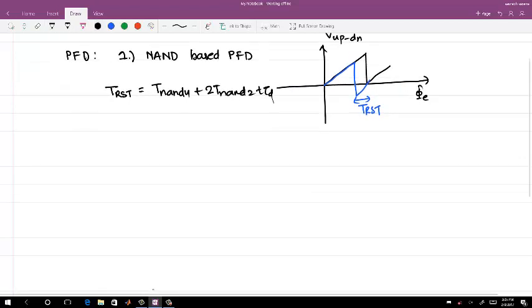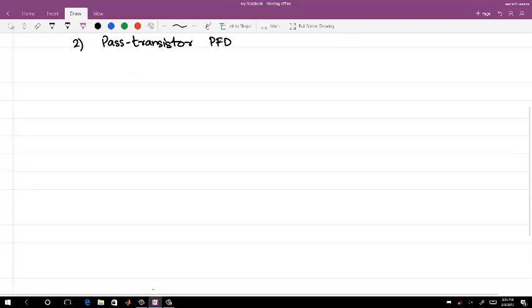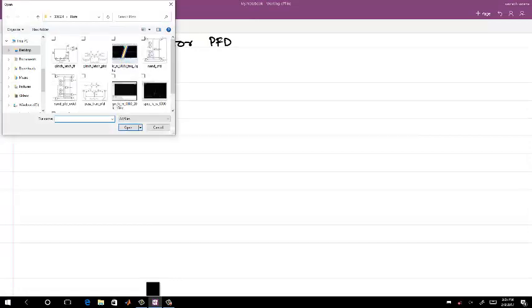So the next one is based on fast pass transistor logic, transistor PFD. So let me just pull up the schematic for that. Let's see, which was fast transistor PFD.